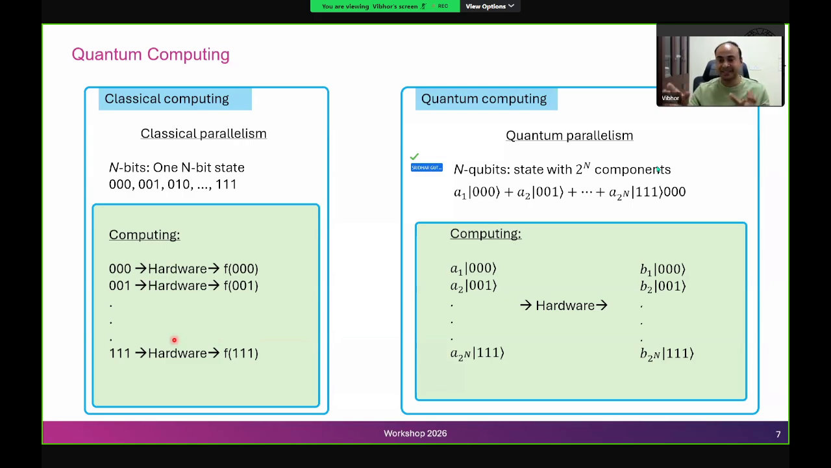In quantum computing, it is processed in parallel by the same hardware, and the hardware is essentially following the rules of quantum mechanics. So this gets transformed into a new set of coefficients here, but all this has happened by the same single hardware. So that's a difference which is very important between classical and quantum parallelism.